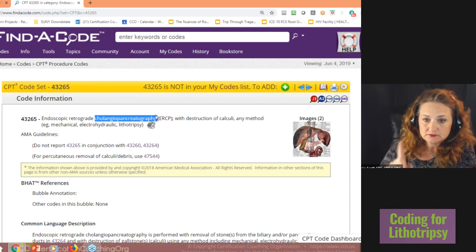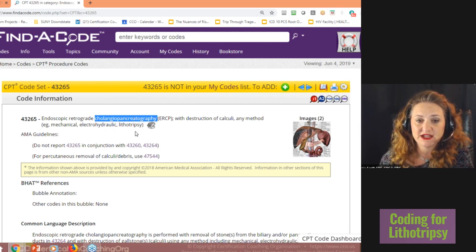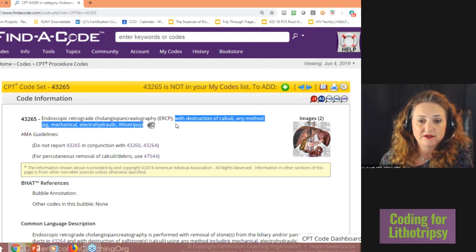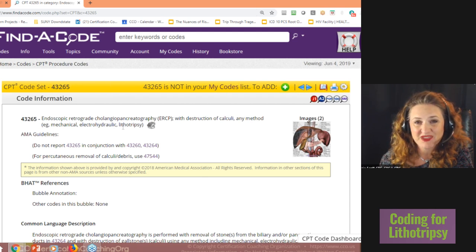Okay, so if the BAT technique was done here, this would all be highlighted. And then this ERCP would be underlined. Okay, so we're going to go in endoscopically. We are not visualizing anything. It's endoscopic. And they're going to destroy the stone. Okay, that's what we're doing. That's why we're doing it.